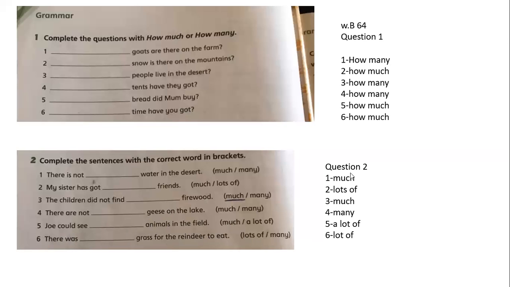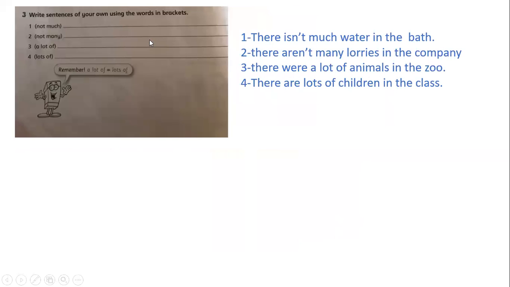Here, the second question, we are going to use this word in a meaningful sentence. Not much. There isn't much water in the bath. Not many. There aren't many lorries in the company. A lot of. There were a lot of animals in the zoo. Lots of. There are lots of children in the class. Here, remember, a lot of is the same as lots of. Both have the same meaning.